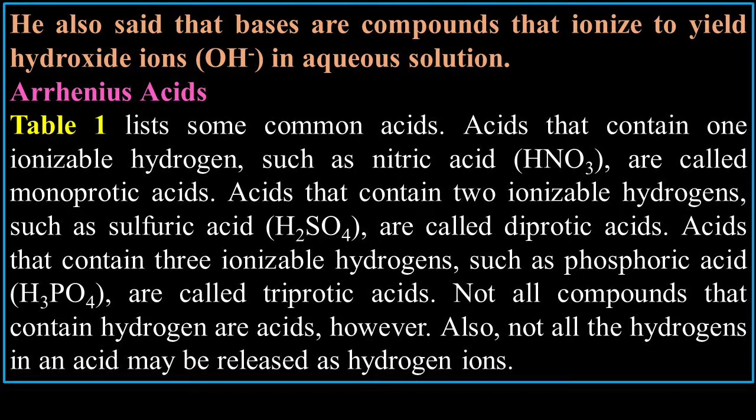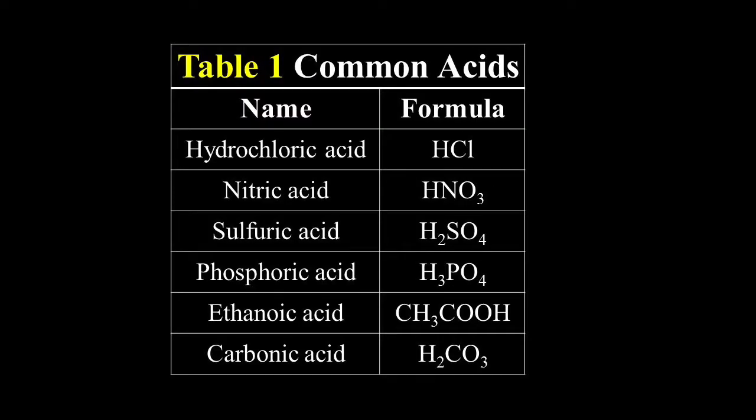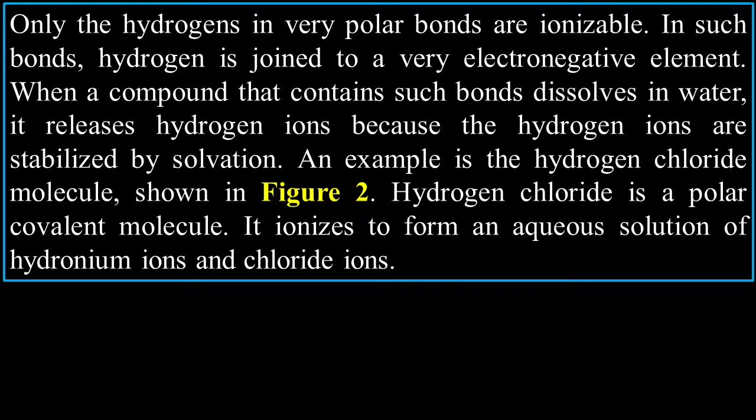Not all compounds that contain hydrogen are acids, however. Also, not all the hydrogens in an acid may be released as hydrogen ions, such as in methane. Here are some of the more common acids: hydrochloric acid, nitric acid, sulfuric acid, phosphoric acid, ethanoic acid, such as acetic acid, and carbonic acid.